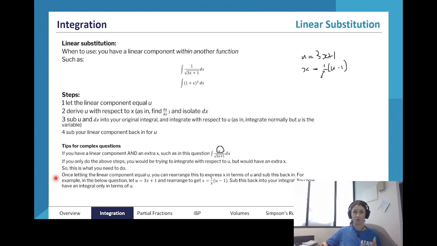So the takeaway from here is if you're asked to integrate something and you have a linear component and an extra x, or in other words, you have 2 different linear components, what you can try to do is rearrange your substitution u equals the linear component, rearrange that to isolate x, and then sub that in. Because what that allows you to do, especially when your extra x is on the numerator, is that allows you to just split up the fraction and integrate really easily.